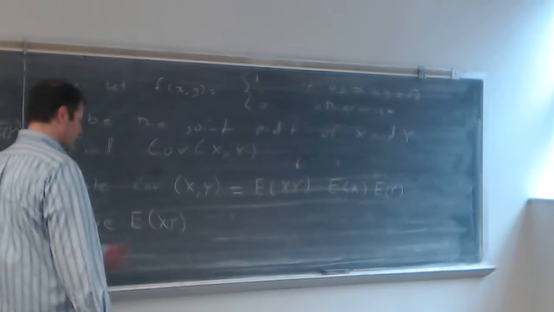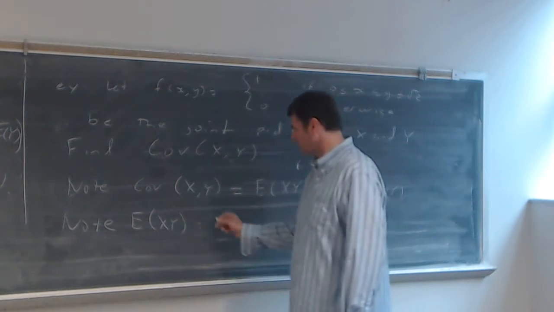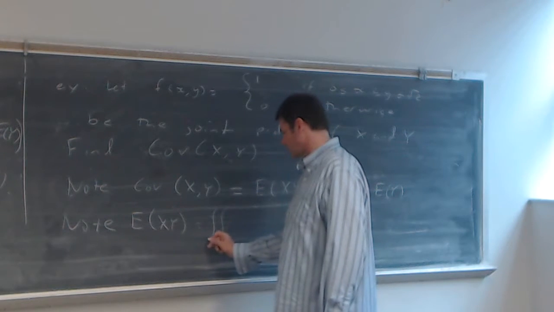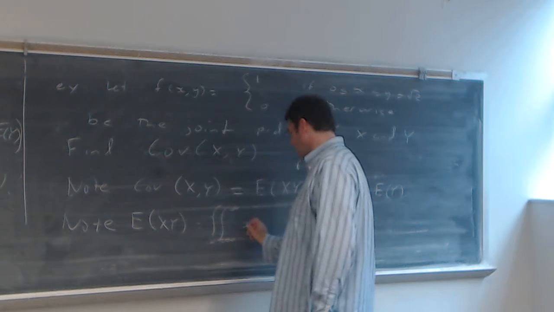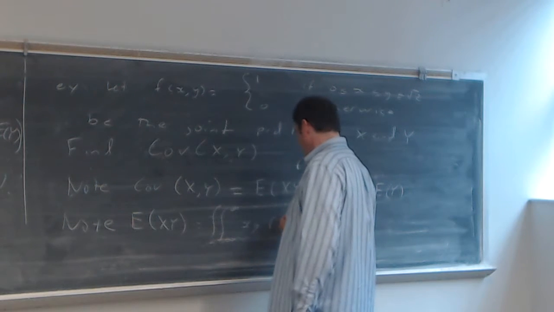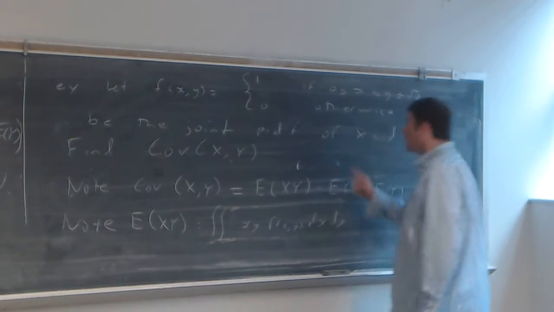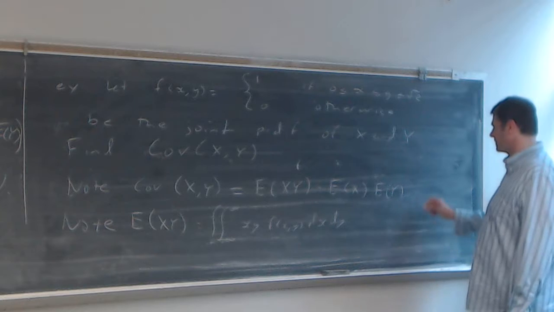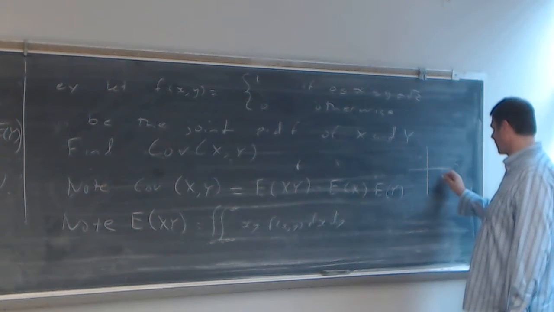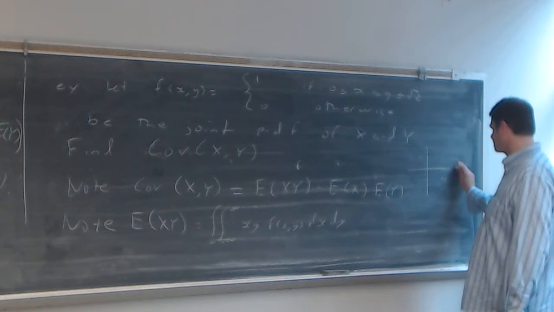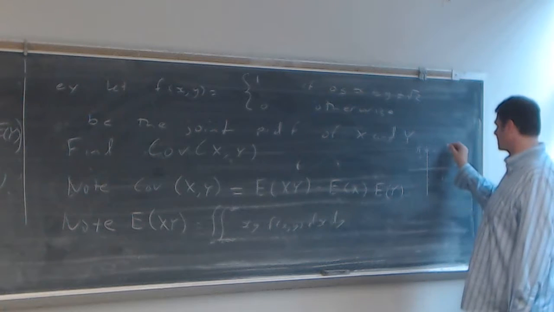Okay, so here, note the expected value of x times y. That's a function of x, y that's been multiplied together. This is a continuous situation, so we're going to have a double integral from minus infinity to infinity, minus infinity to infinity, of x times y, f of x comma y, dx dy. Okay, where is this PDF non-zero? It's non-zero in the xy plane where x runs from 0 to square root of 2, and y runs from 0 to square root of 2, and x is less than or equal to y.